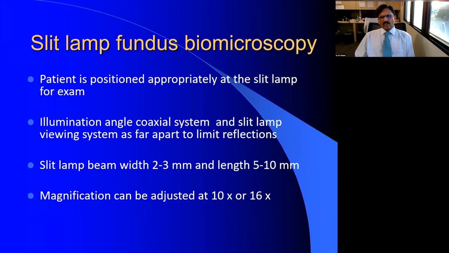And roughly, you start with a 2 millimeter beam, and the length is 5 to 10 millimeter, depending on the area you observe. And if you have a lot of high reflections, then you try to decrease the size of the illumination and move the slit lamp up and down to be able to see the area. And of course, you have the magnification that is really key of the slit lamp and good optics of the slit lamp. You can do a 10x, 16x, and 40x depending on what slit lamp you're using. This is the greatest advantage of the slit lamp fundus biomicroscopy.